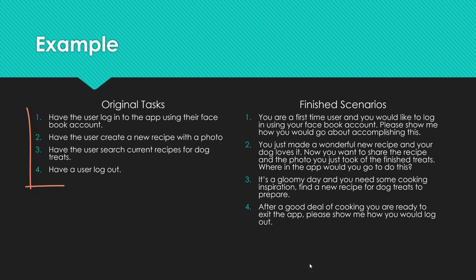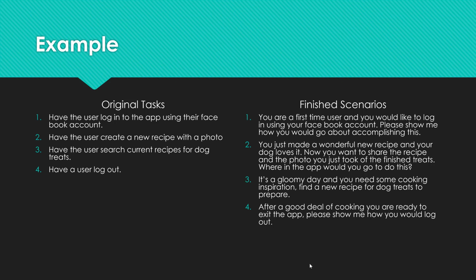So for the example of our app that we've been working on, which is Made with Love, I have some original tasks. One is to have the user log in using their Facebook account. One is to have the user create a new recipe with a photo, and one to have the user search current recipes, and finally to log out. The finished scenarios would look something like this.